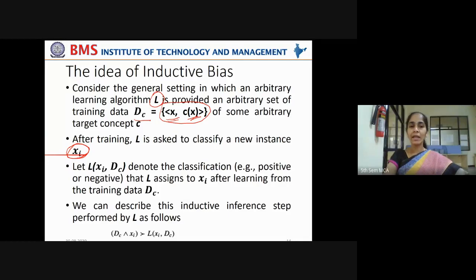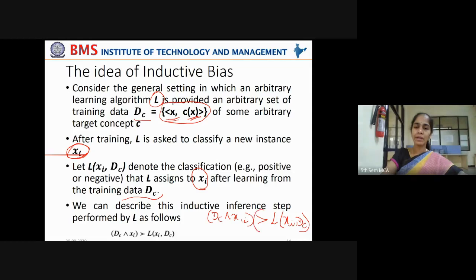Now let L(Xi, DC) denote the classification, that is the outcome yes or no, that L assigns to Xi, to which class it is assigned, yes or no, after learning from the training data DC. Now we can describe this inductive inference step performed by L as follows. How do you describe that? DC and Xi can be represented like this.